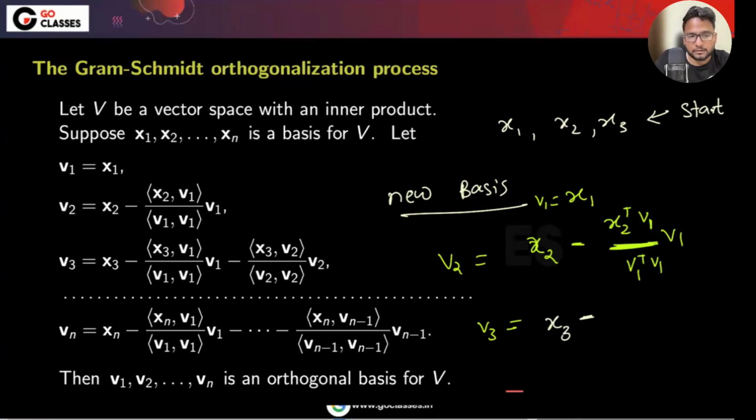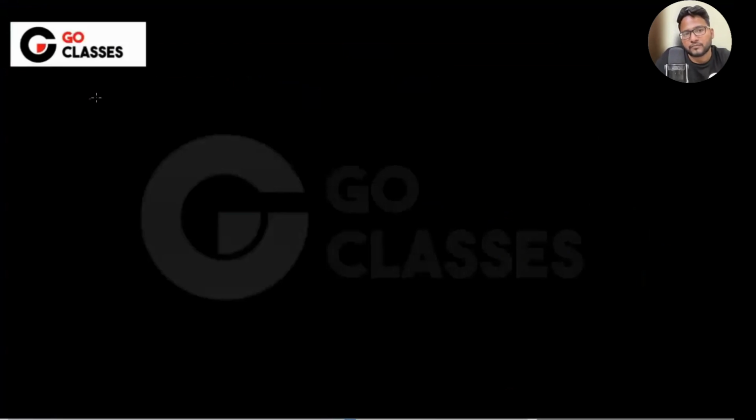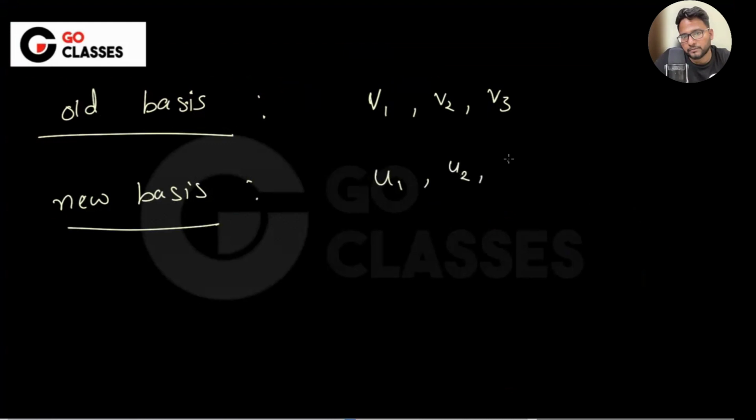So for example, let's suppose this is the old basis, v1, v2, v3, and the new basis I want to calculate, which is u1, u2, u3. Now what will be u1? Just v1. What is u2? You will be taking v2, but you will be subtracting what is aligned with u1, because u1 you have already taken. So basically it will be u1, and then how to find this?